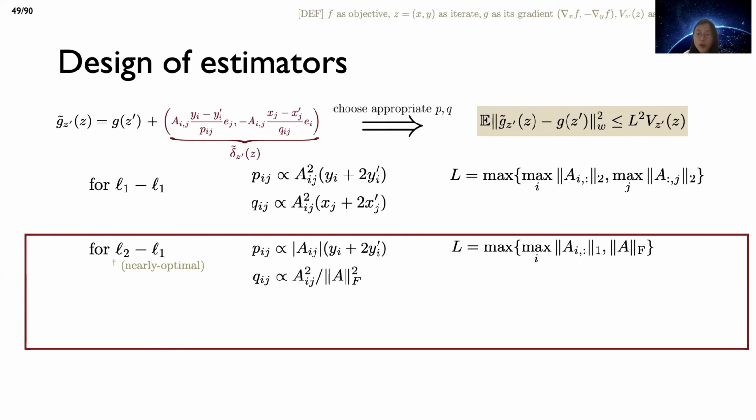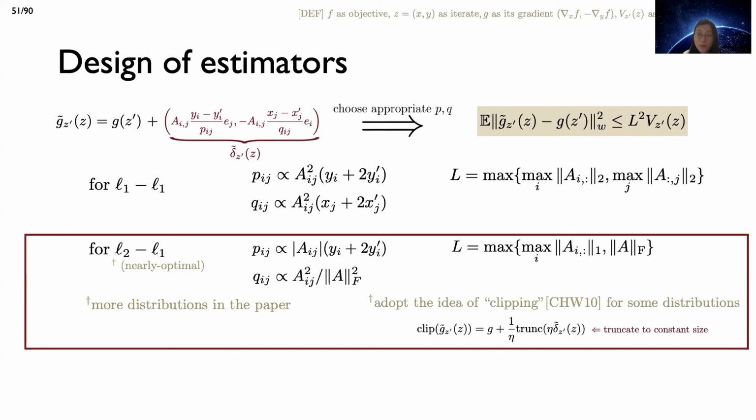One technical contribution of our paper is to design distributions for all three domain setups. For the L2-L1 case, our distribution is slightly worse than optimal due to some extra complexity caused by domain asymmetry. In our paper, we also give two alternative distributions to the one here, which attain different Lipschitz constants. These yield improvements in different parameter regimes. For L1 geometries, since our local norm analysis only works with bounded estimators, we adopt an idea from previous work by Clarkson et al. called clipping, where we appropriately truncate the difference estimator. We show the analysis still works under this modification.